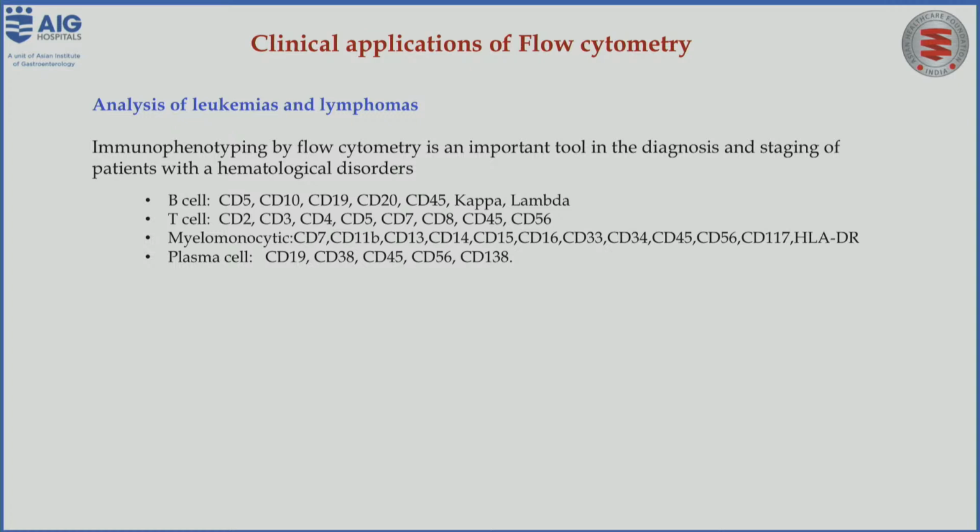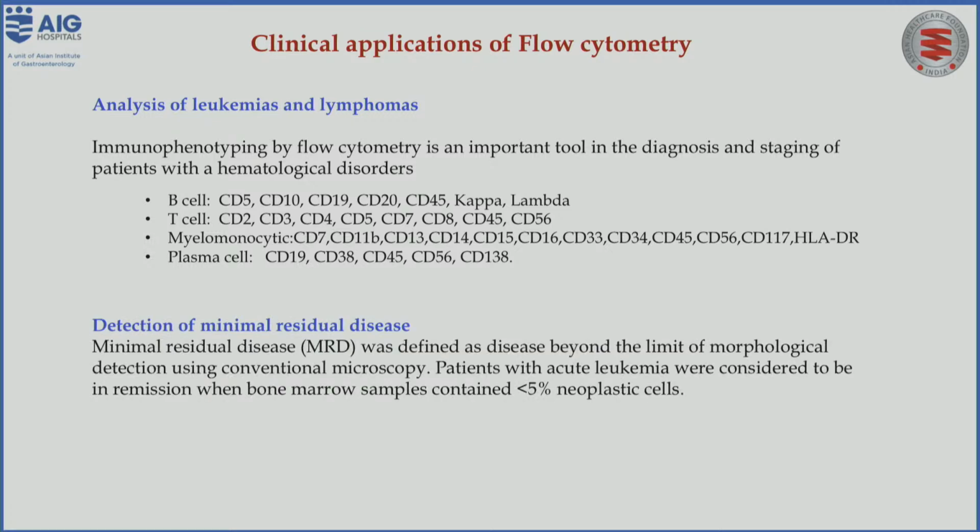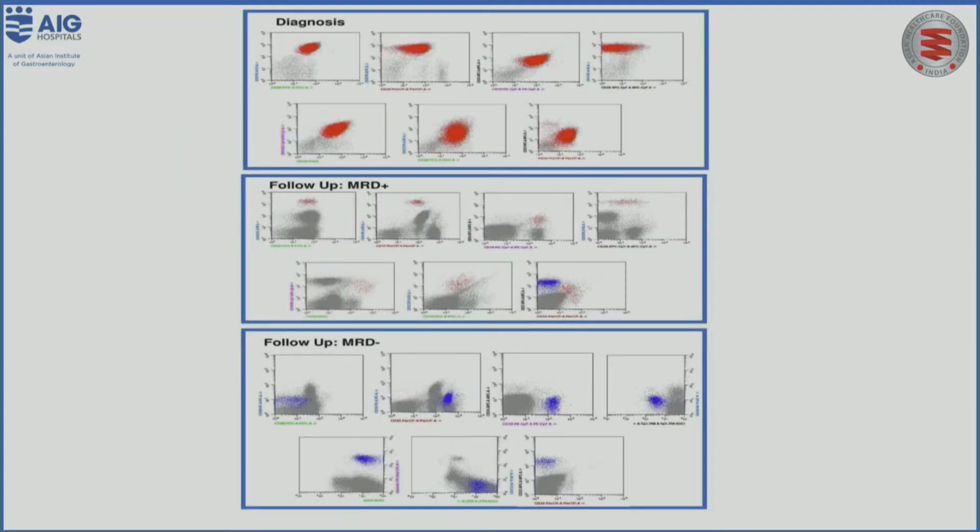We can use different markers to distinguish the different cancer markers, and we can even use flow cytometry to detect minimal residual disease (MRD), which is defined as disease beyond the limit of morphological detection using a conventional microscope. This is one example for diagnosis. After treatment, we can easily distinguish the very rare populations of MRD positive and MRD negative cells in flow cytometry.